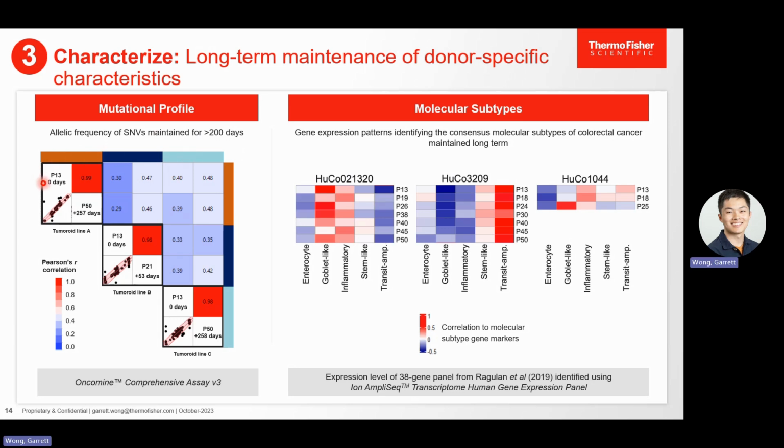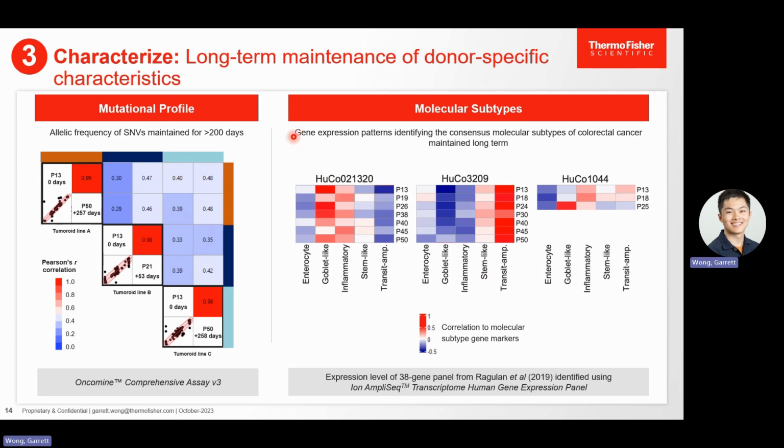And in this, there are also the different passages. So you have P13 and then P50, and then this one's P21 and P50 down here as well for these different tumoroid lines. And as you can see, the heat map shows a high degree of correlation, denoted by these red boxes, between the passages of the same donor. But when you compare them cross donor, there's very low correlation between the different tumoroid lines, at least for the single nucleotide variants.